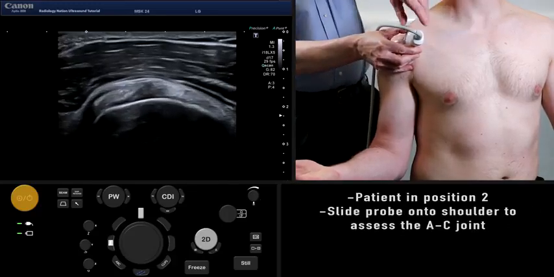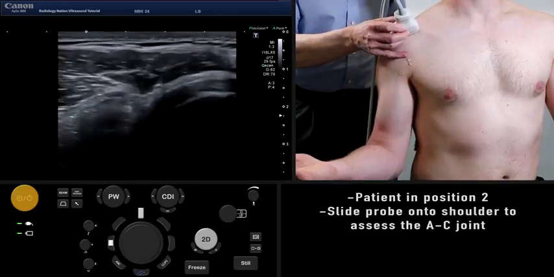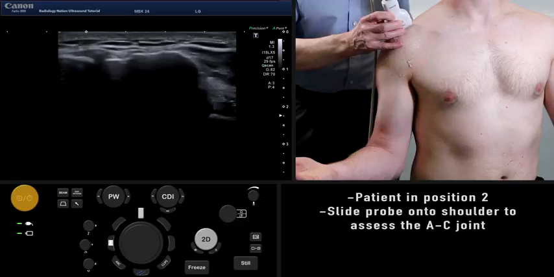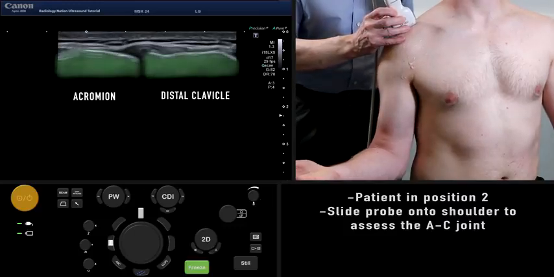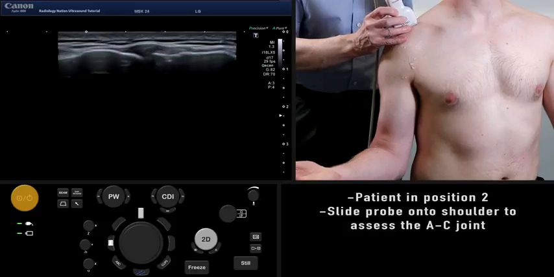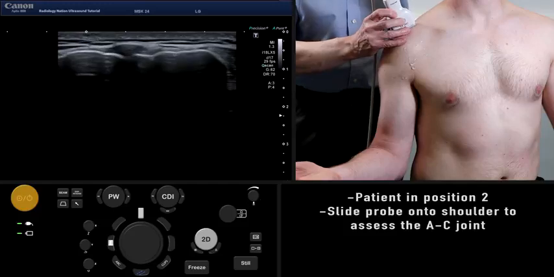Rotate the probe back through 90 degrees and slide on top of the shoulder until the acromioclavicular joint is visualized. Assess this joint for bone contour irregularity, which is suggestive of degenerative change, and look for acromioclavicular ligament thickening as well. The acromioclavicular joint could also be widened, which would indicate joint disruption.